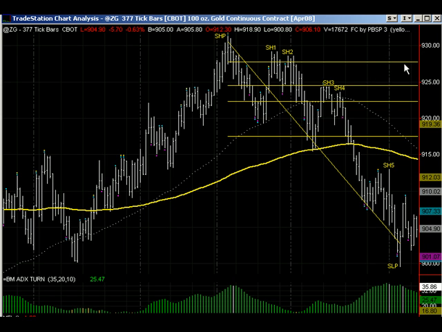So again, we're always selling rallies and we're buying declines. We don't use what we call breakouts. We sell into resistance and we buy into support.